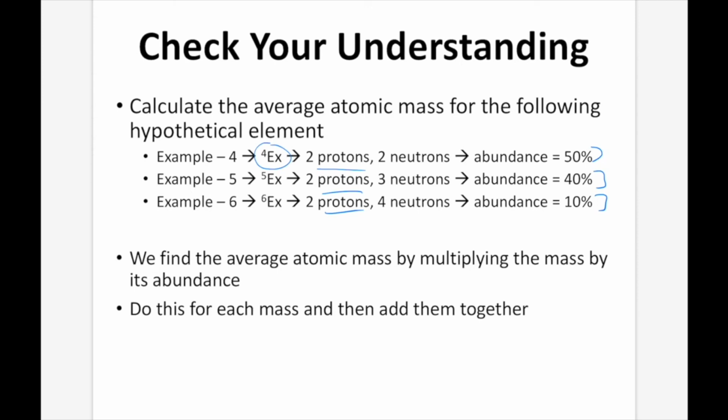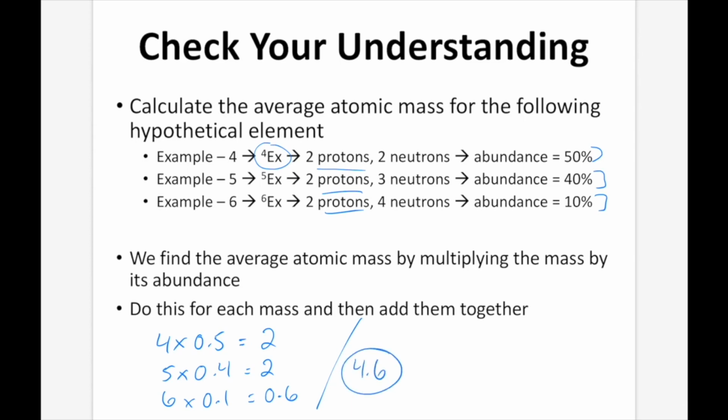To find the average atomic mass, we're going to multiply the mass by its abundance. So do this for each mass and then add them together. So for instance, the mass of 4 times 0.5, which is 50%, is equal to 2. Then we're going to have 5, we're going to multiply that by 0.4, and that's going to equal 2 as well. And then we're going to take 6 and multiply it by 0.1, and that's going to equal 0.6. Now we're going to add them together. 2 plus 2 is 4, plus 0.6 is 4.6. So the weighted average for this particular element would be 4.6.